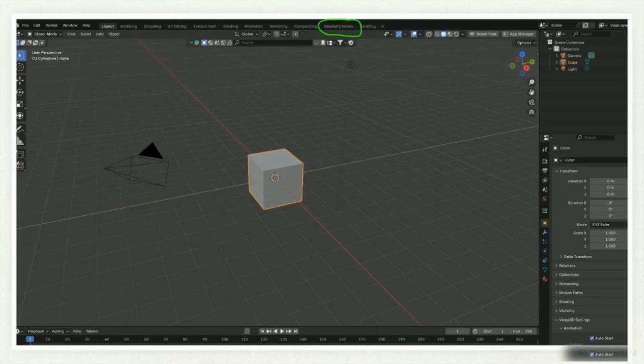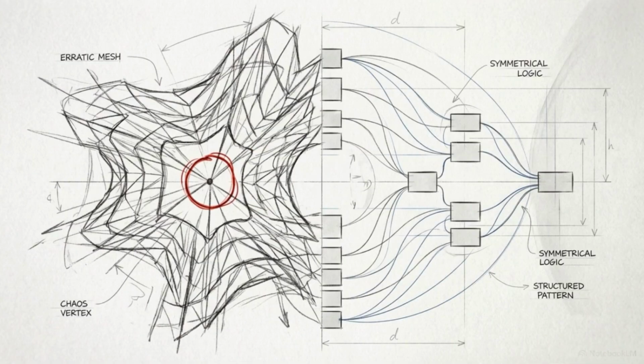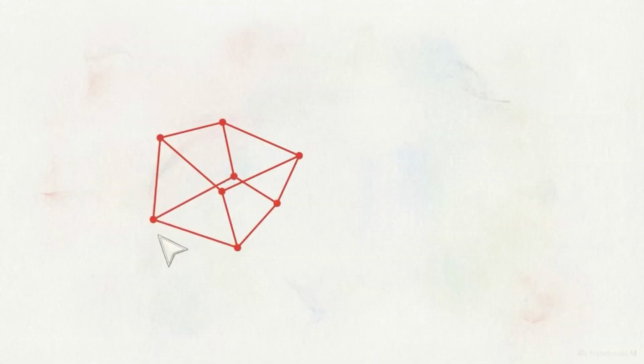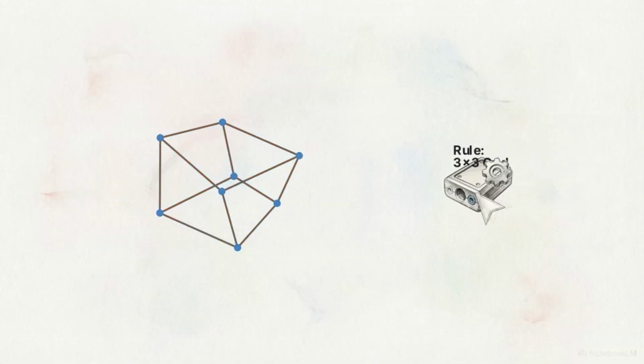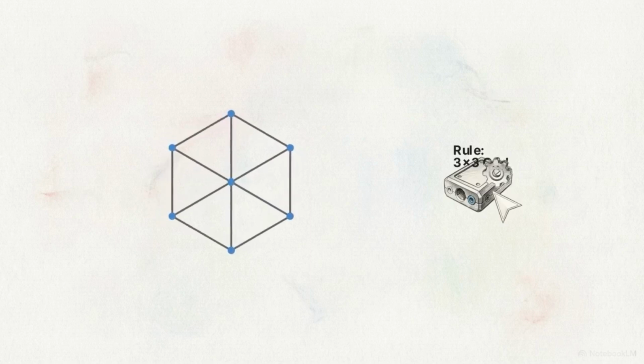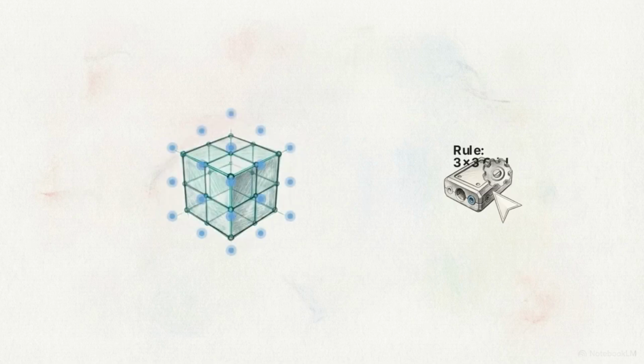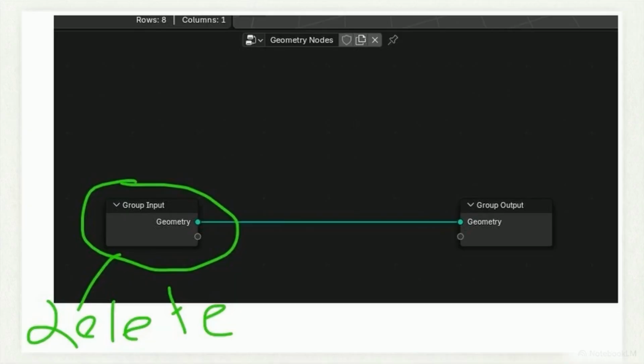To start, select the Geometry node tab at the top of the Blender interface. This workspace changes how you interact with the model. Instead of manipulating vertices by hand, you are now writing the rules that determine where those vertices exist. We need to start from 0. Delete the default group input node to clear the graph.